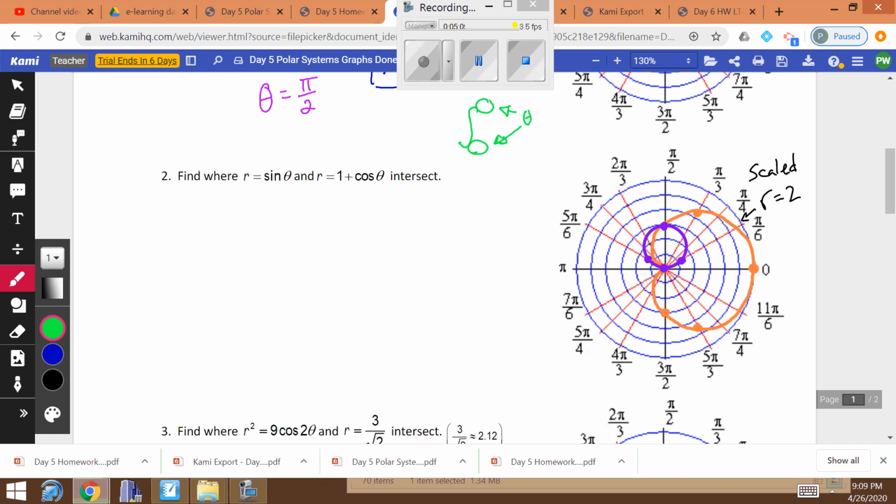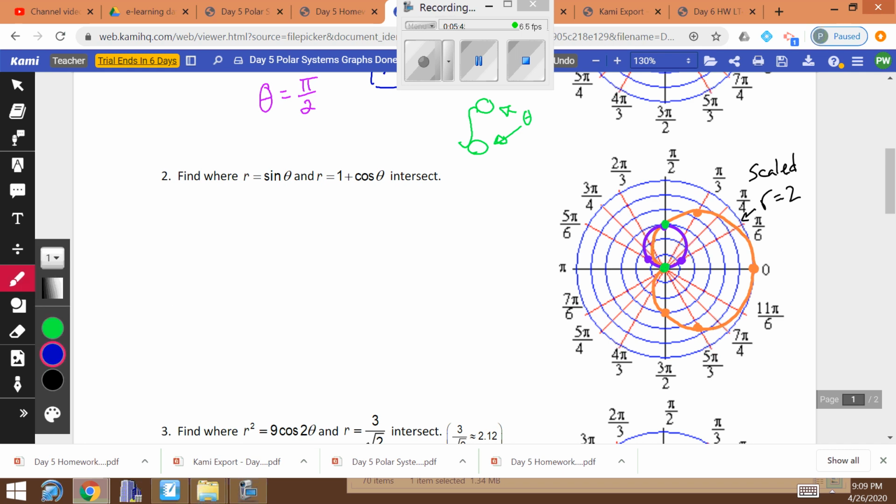Looking at number 2, we've got r equals sine of theta. That is my blue circle. And then r equals 1 plus the cosine of theta. That's my cardioid, the orange cardioid here. When we look at this, we can see how many times these intersect each other. However, it might be a little bit harder to tell exactly where, maybe here and here, but especially that point at the pole is a little more difficult to see. So let's go through and solve this one algebraically.